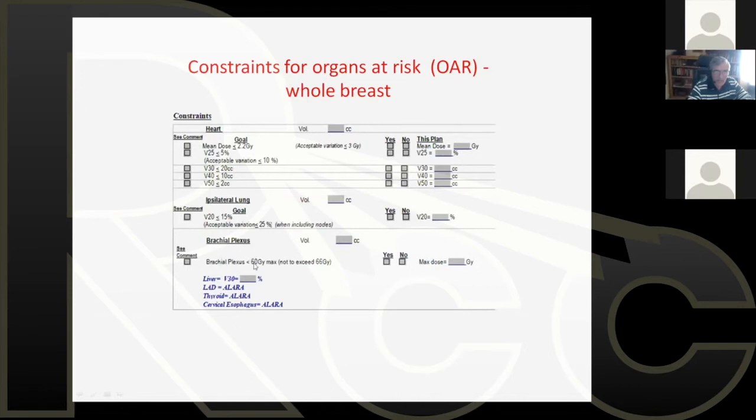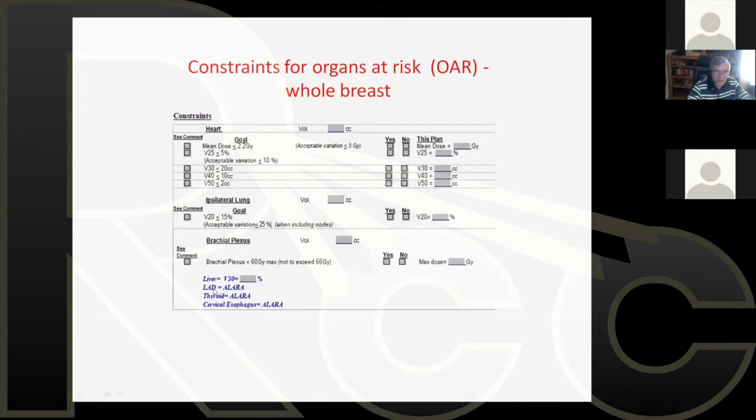We have a limit on the brachial plexus, 60 gray, not to exceed 66 gray. And then for our plans, we also measure, we quantitate, we calculate what the liver dose is, because sometimes these breast fields stretch down so far that they clip part of the liver.